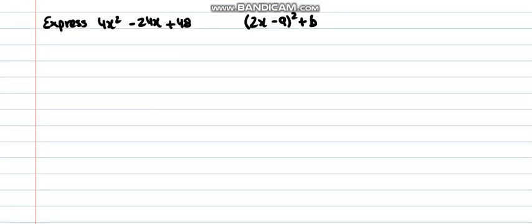Our next question is: express 4x square minus 24x plus 48 in the form 2x minus a whole square plus b. Now that's a bit tricky question. Let's first perform our normal completing square operation. Step number 1 would be to take 4 common, to make the coefficient of x square 1.